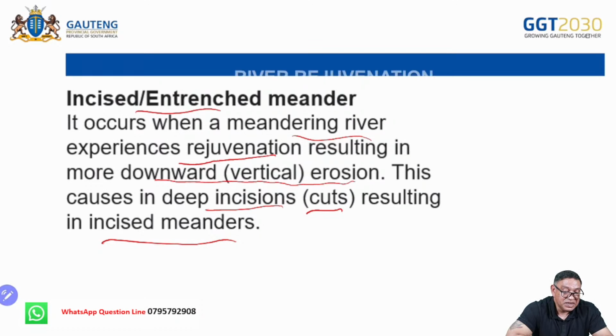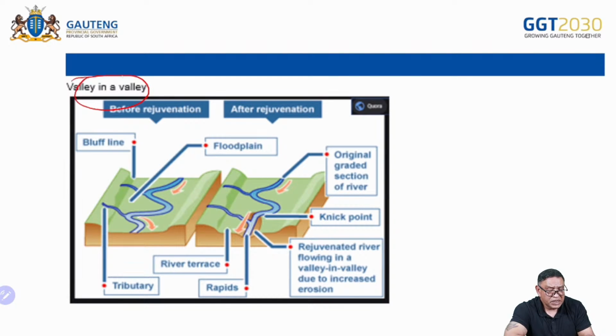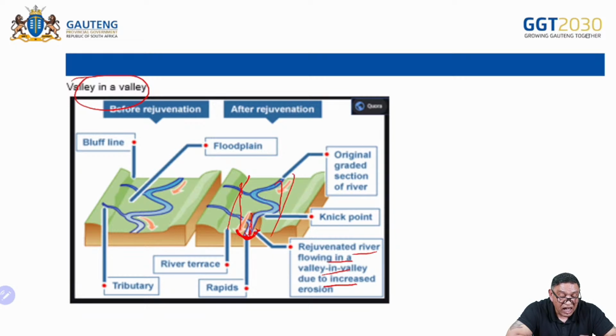And I'm turning, and there we are in a valley. Okay, we can see here what has happened. There's the river valley, but we've got another valley here. A rejuvenated river flowing in a valley due to increased erosion. So what happens? Suddenly there's increased erosion occurring, and all of a sudden you've got a smaller valley in this larger valley. That's what we call a valley in a valley, due to vertical erosion again.